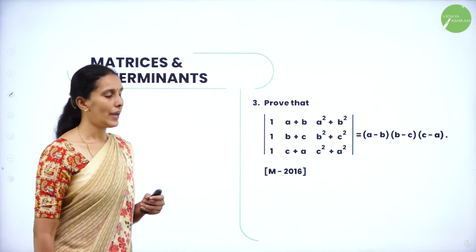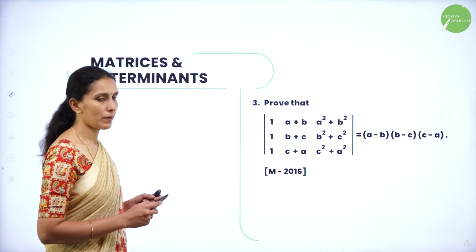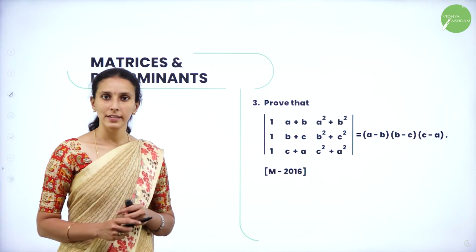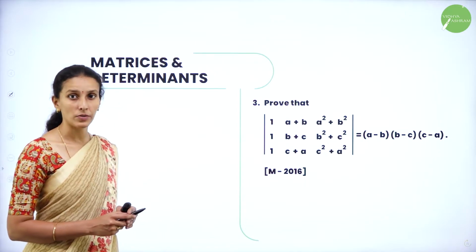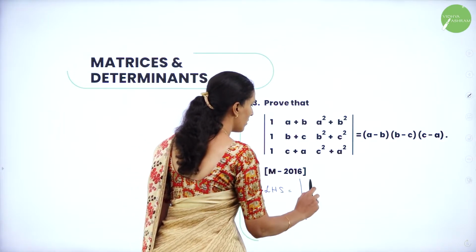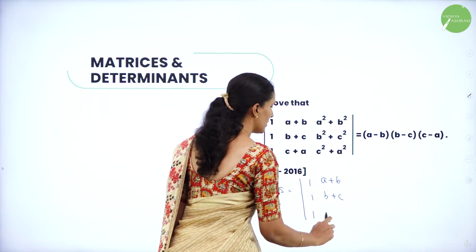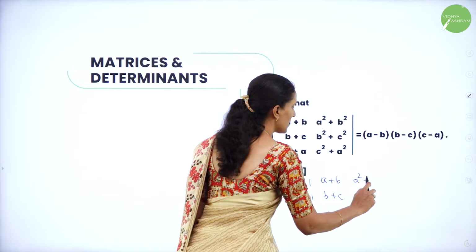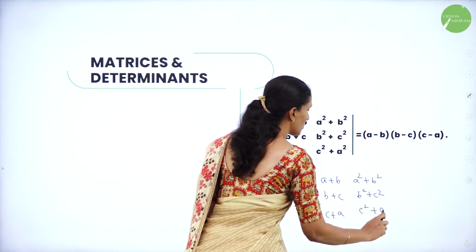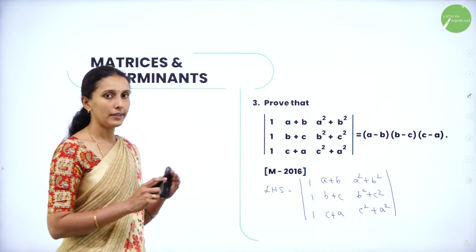Next question. Prove that the determinant 1, A plus B, A square plus B square; 1, B plus C, B square plus C square; 1, C plus A, C square plus A square equals A minus B, B minus C, C minus A. This was a question asked in March 2016. Now let us consider the LHS. LHS is given by 1, 1, 1, A plus B, B plus C, C plus A, A square plus B square, B square plus C square, C square plus A square. Now, using elementary row or column operations, we can evaluate the determinant.